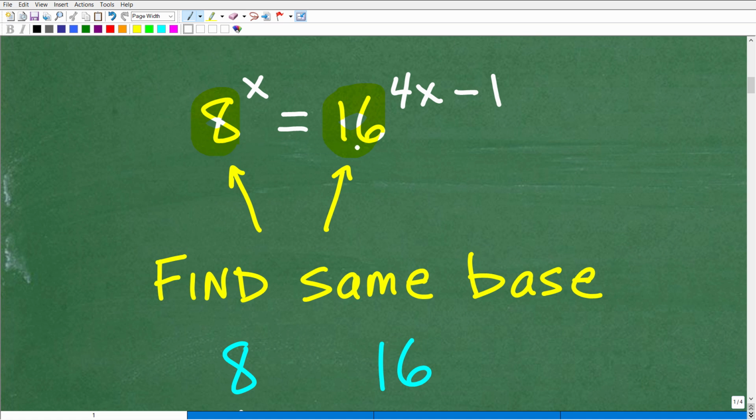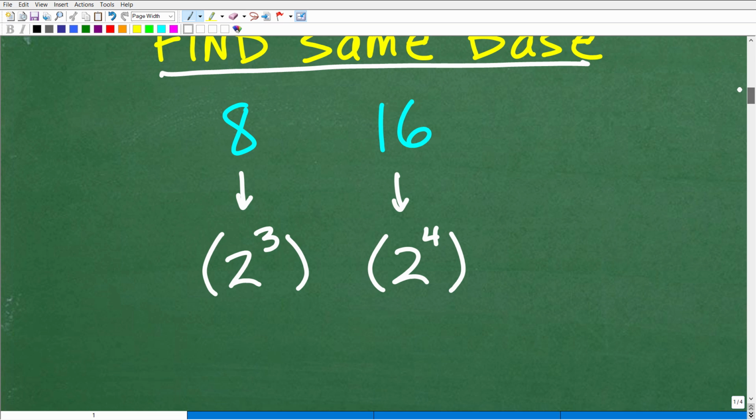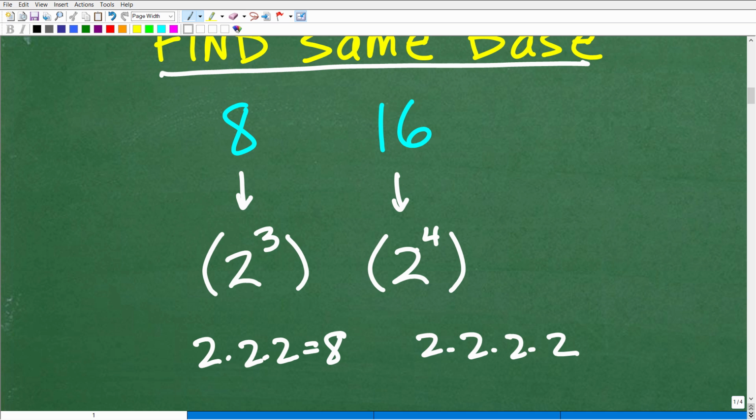So here we have 8, here we have 16. Is there a way we can get both 8 and 16 to have the same base? Well, indeed there is. Let's take a look at what we need to do. All right, so here we can think of 8 as 2 cubed, because 2 times 2 times 2 is 8. And we can express 16 as 2 times 2 times 2 times 2, or 2 to the fourth.